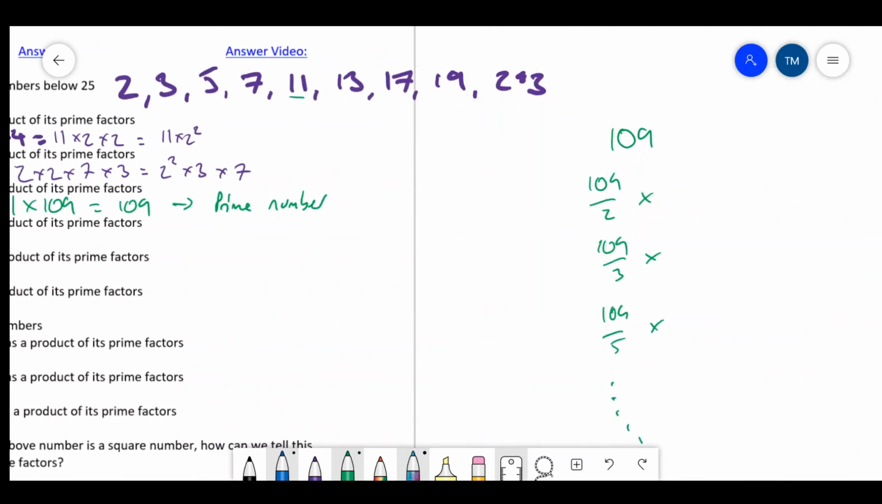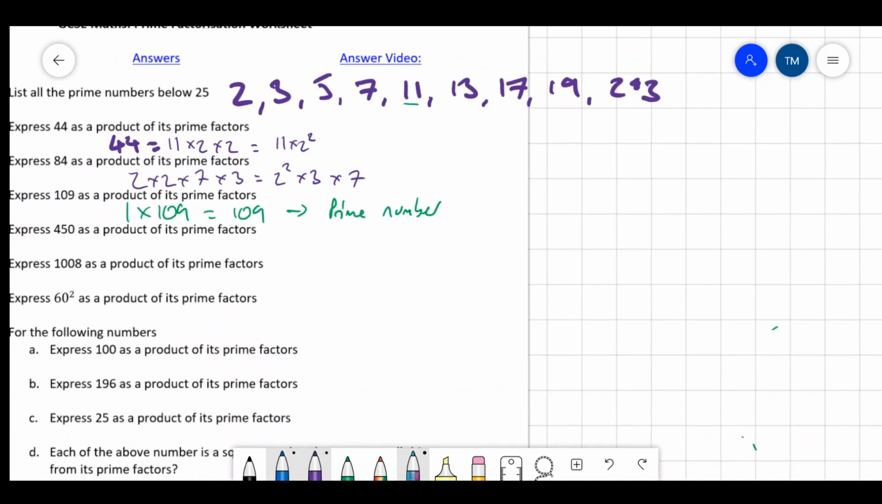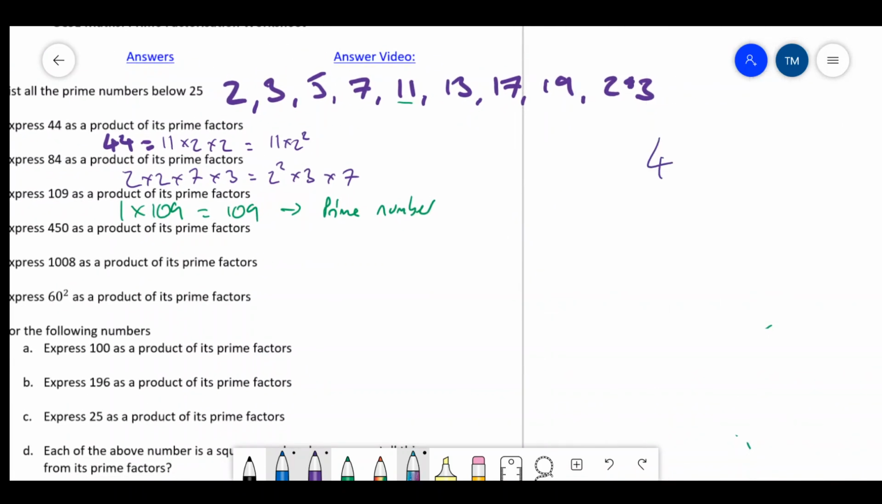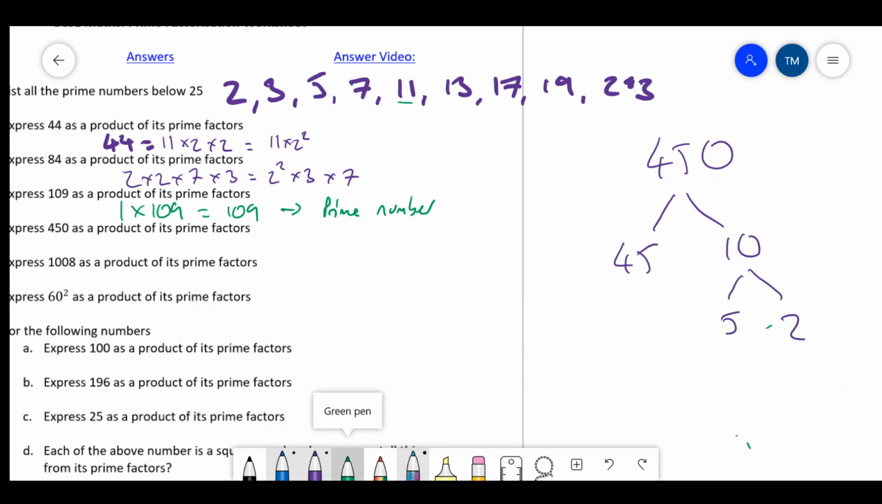Let's have a look at number 5, which is 450 as a product. So in this one, it's 450, and let's divide through by 10 as a starting point. So we'll do 10 and 45. We can then split 10 up into 5 and 2, which are both prime numbers.